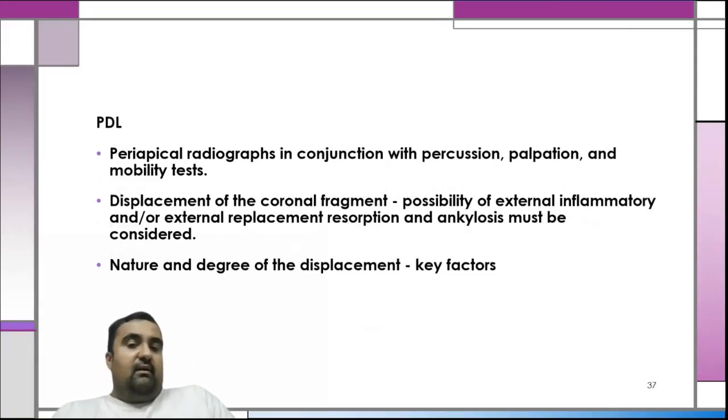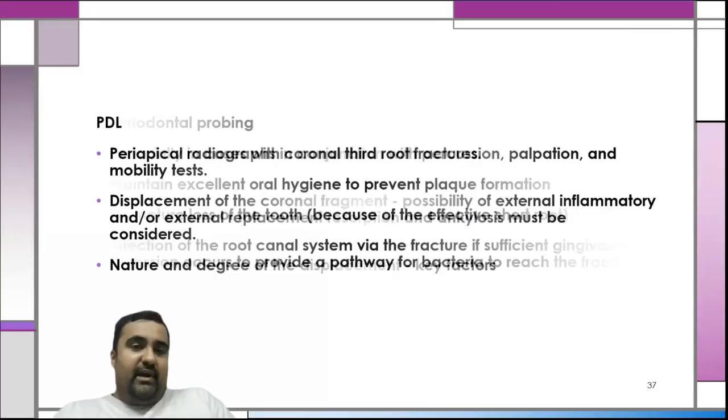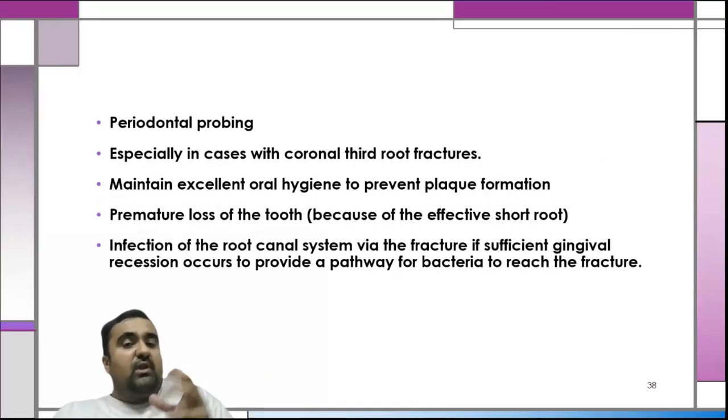Then your PDL. Check for the nature and degree of the displacement, which is a key factor. Check for the displacement of the coronal fragment because there could be a possibility of external inflammatory or external replacement resorption and ankylosis, which must be considered. And follow up with periapical radiographs, with percussion, palpation, and mobility tests. Periodontal probing, especially in cases with coronal third fracture, and maintain excellent oral hygiene.